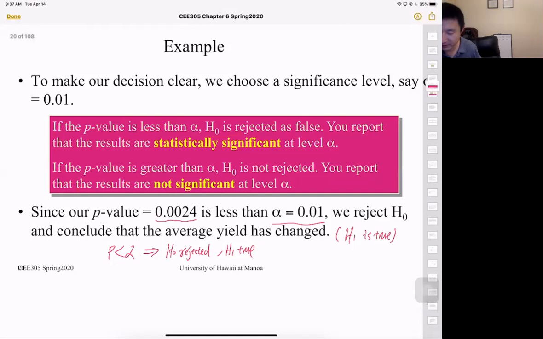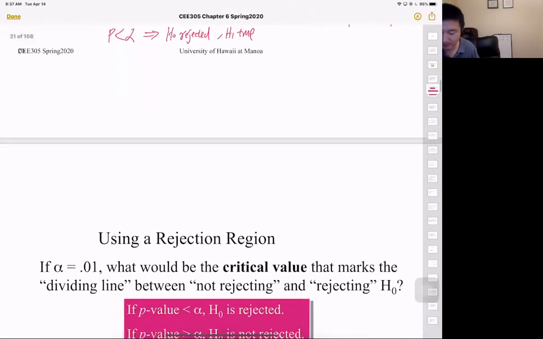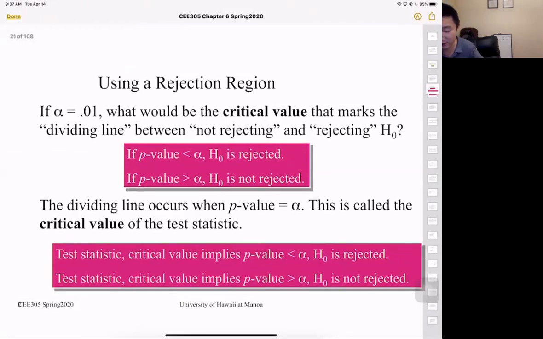All right. So we compare the p-value with alpha, and actually there's another method, which is using the rejection region. We gave the definition of the rejection region in the previous slides. If alpha, let's say, is 0.01, what would be the critical value that marks the dividing line between rejecting and not rejecting H0? We know that if the p-value is less than alpha, then we reject H0, and if the p-value is greater than alpha, we do not reject H0. So the dividing line is where the p-value equals alpha, and we call that the critical value of the test statistic.